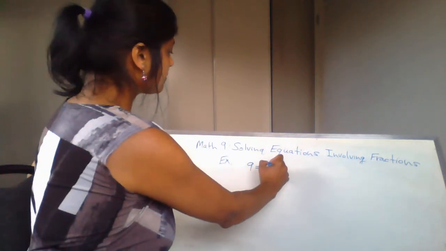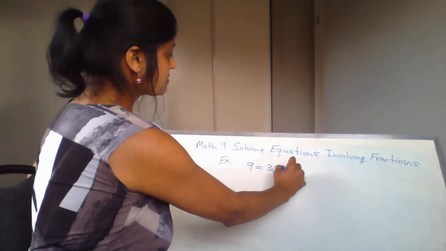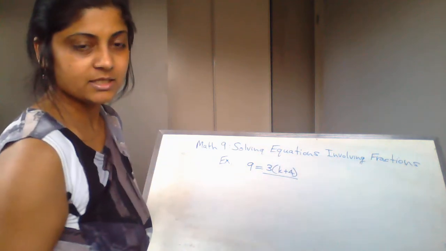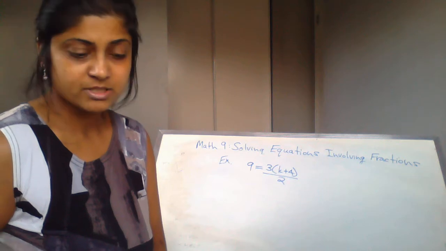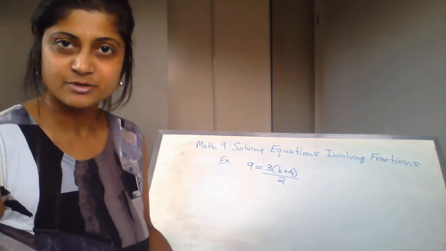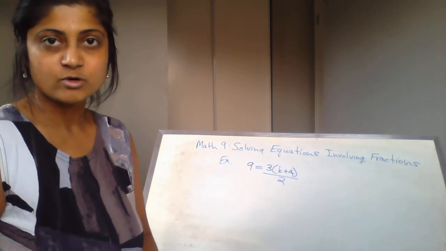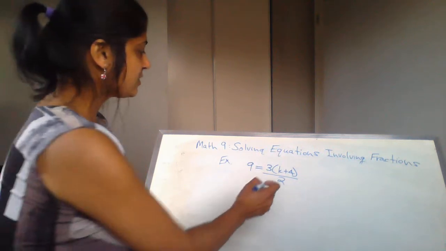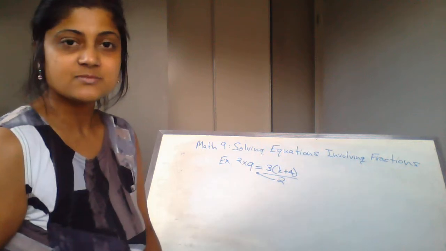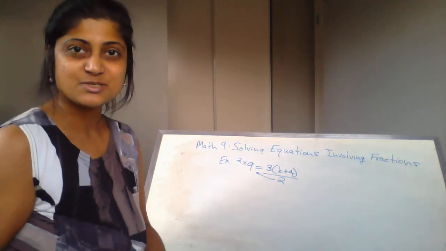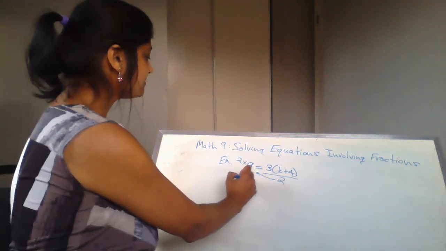Okay, so it's 9 equals (3 times (k plus 4)) divided by 2. So what we're going to do here, it just says solve using pencil and paper, which means I'm just solving the equation for the variable k. What I'm going to do first is take the 2 over to the other side. You're going to times this by 2, okay? So 9 times 2, which is equal to 18.